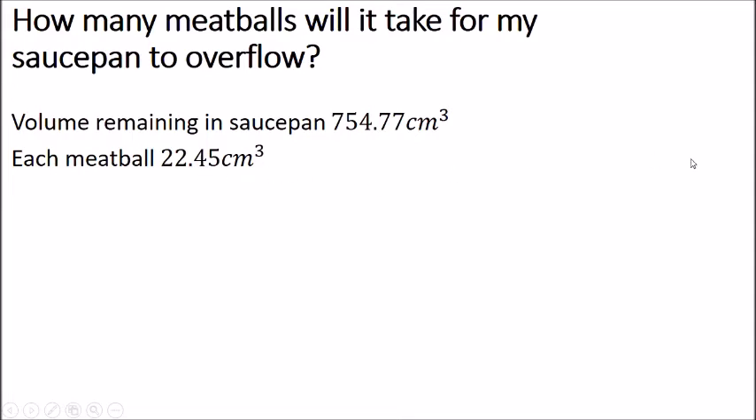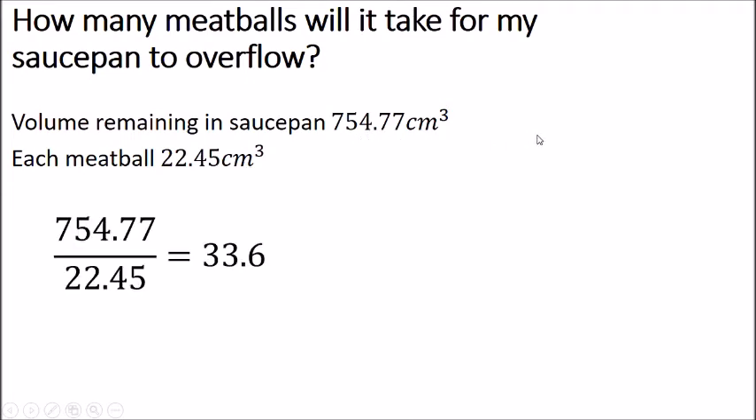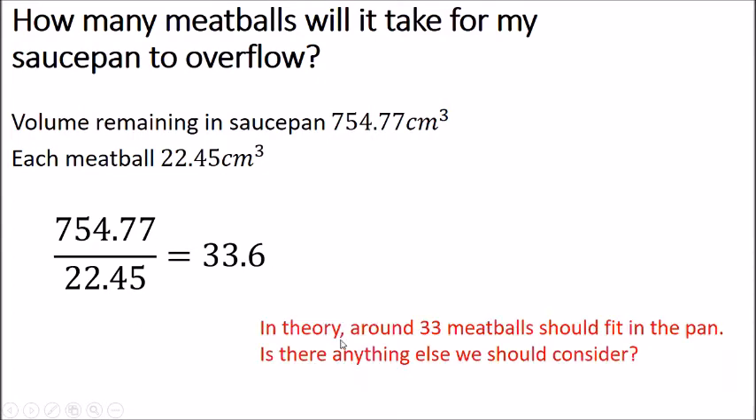So can you think what calculation will tell me how many meatballs will fit into this pan? Well, I want to know how many 22.45s will fit into 754.77. Well, this is a division problem, right? If I do 754.77 divided by the volume of each meatball, that tells me that, in theory, around 33 meatballs should fit in the pan.